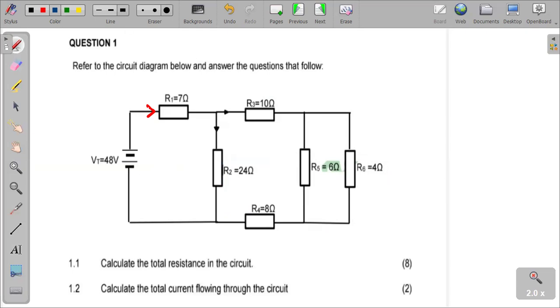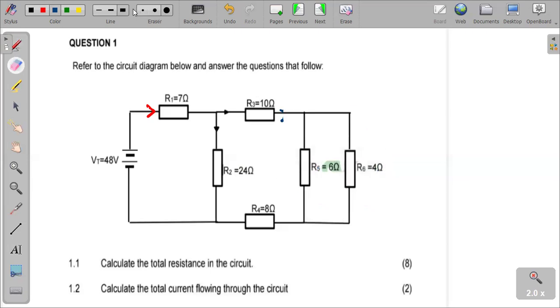So start from the furthest point away from the source. This is the furthest point away from the source. And we ask, how are these resistors connected? As a matter of fact, they are in parallel because at this point, current was divided. Now, oftentimes, some students have a challenge identifying how the resistors are really in parallel.